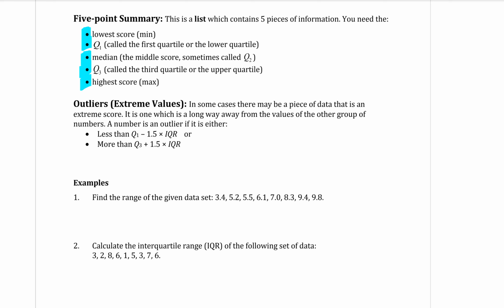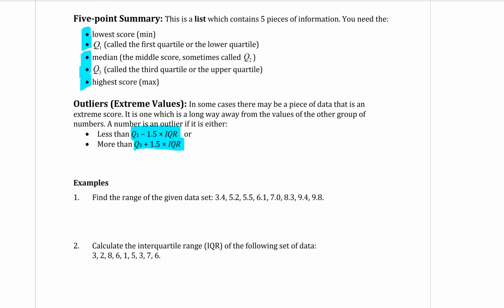If we find the Q1 and the interquartile range, Q1 minus 1.5 times the interquartile range will give us a score. If we have any results in our data set that are below that score, then it's going to be an outlier. Likewise, if I find Q3 plus 1.5 times the interquartile range, that will give me a score, and anything above that score is an outlier on the higher side. Okay, we're going to practice that in the examples.